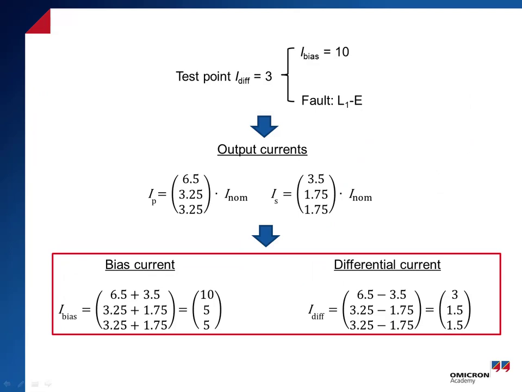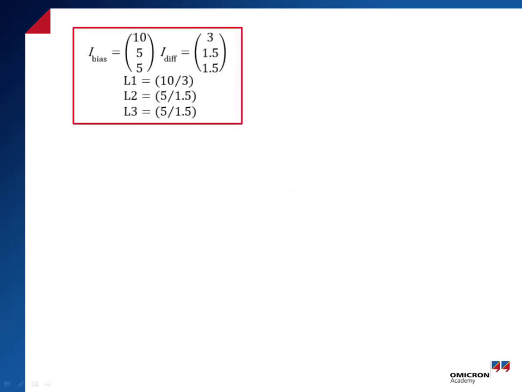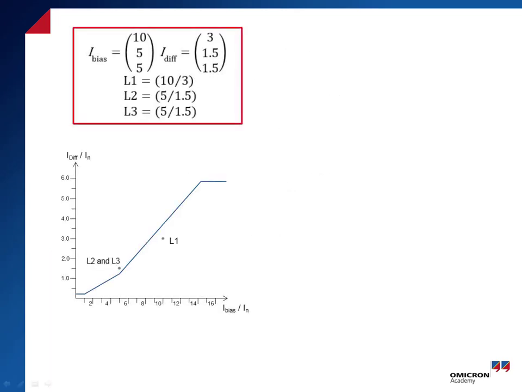Let's take the following distribution of currents for a single-phase fault. We can see that the currents of the faulted phase are twice the currents of the non-faulted phases. The bias and differential currents can be calculated out of these values. Now we can locate these points in the diagram. The faulted phase will not lead to a trip. The test point falls within the blocking zone of the characteristic. However, the relay will trip because of the currents in the non-faulty phases.